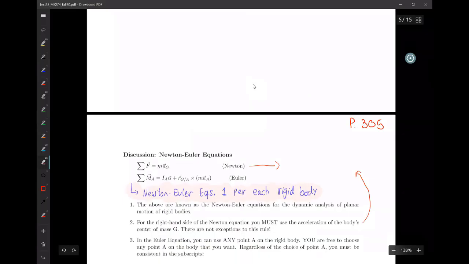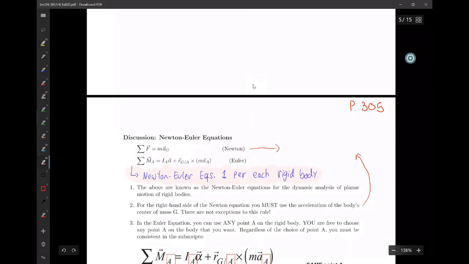So let's go to page 305. So now we're going to do, this is probably one of the most important discussion sessions of the whole book. Because what you learn here for rigid bodies, you can use in everything that needs to be dealt with something that is not a particle, in any mechanical problem. This is what you do. Okay, so let's try to see this.